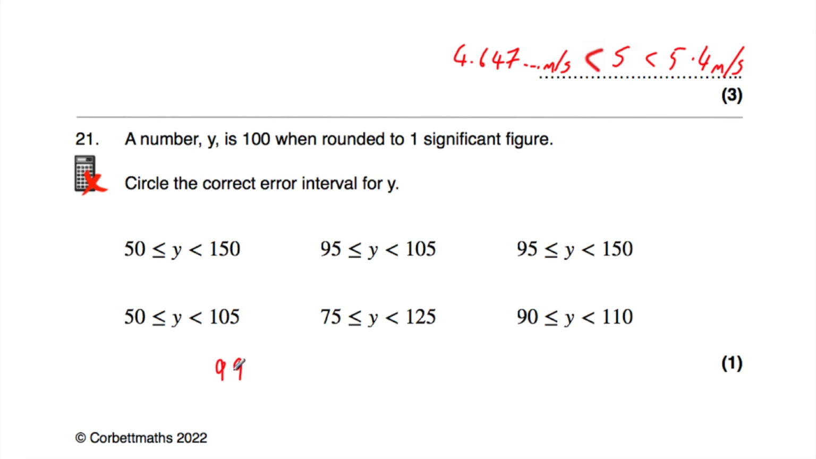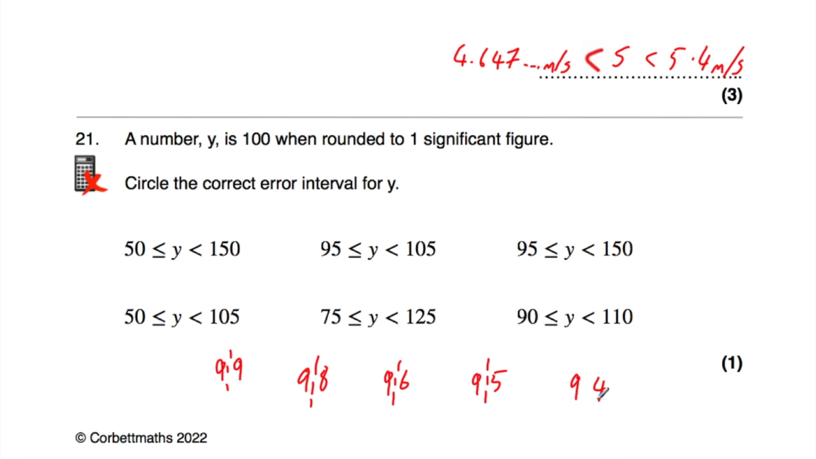So if we had 99, if we round that to one significant figure, because it's a 9, it rounds up, so it would be 100 to one significant figure. If we had 98, if we round that to one significant figure, again, that would be 100. If we had 96, because it's a 6, we round up, so it would be 100. If we had 95, because it's a 5, we round up, so again, that would be 100.